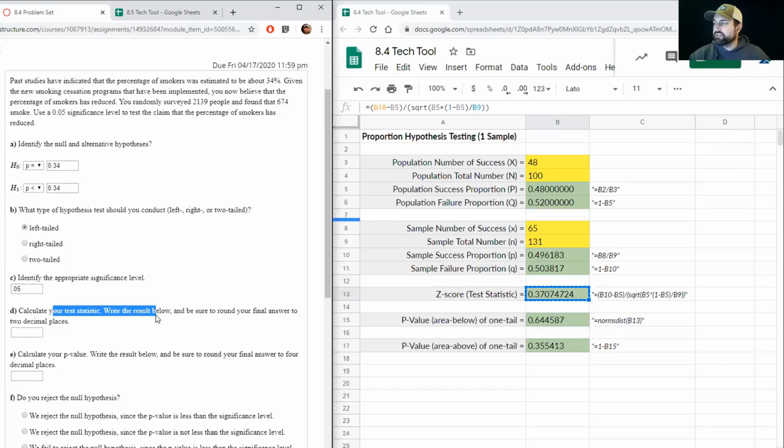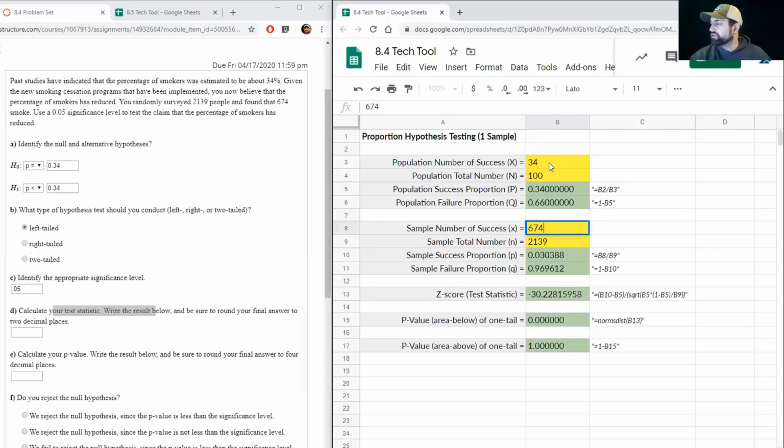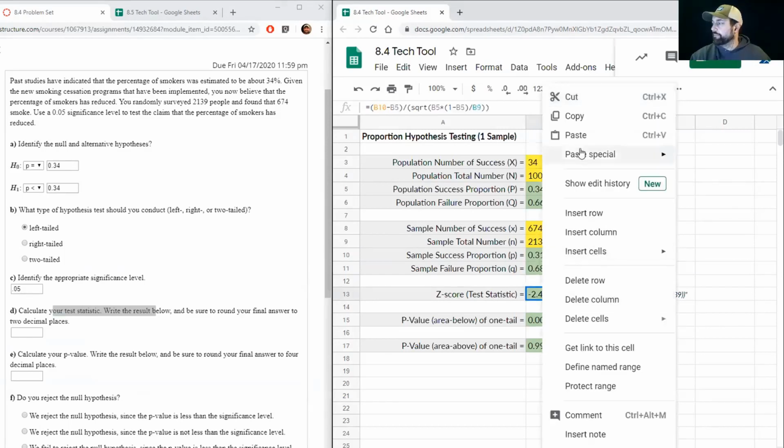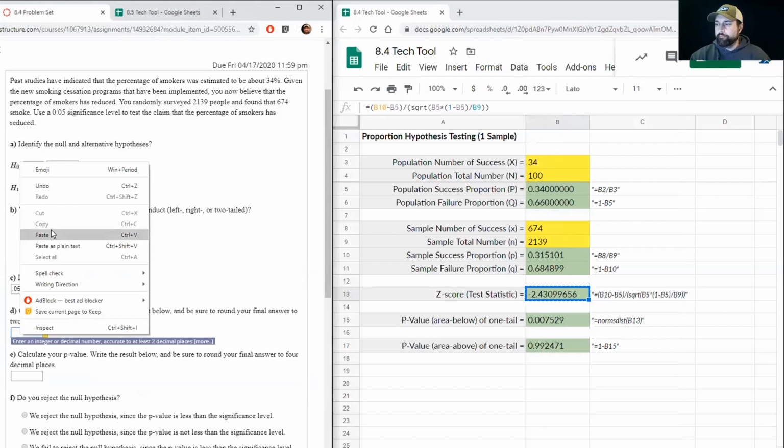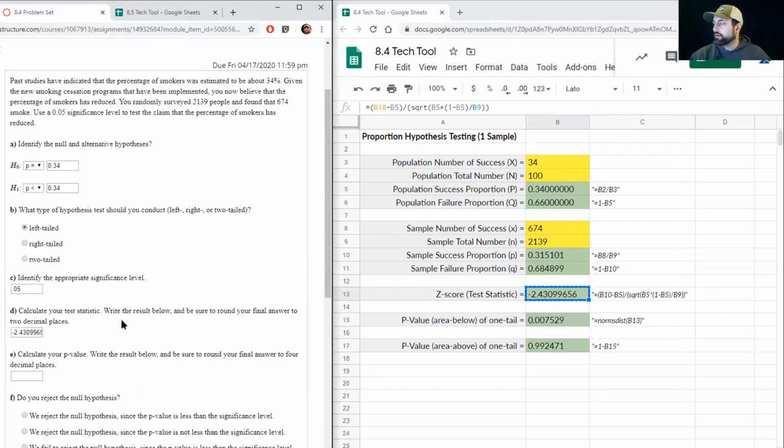Calculate your test statistic. So that's going to be our z-score. So we put in our sheet, what do we got? 34. So that's 34 over 100. And then we randomly surveyed 2,139 people. And out of those, 674 were smokers. And here is our p-value. This is our value for Q. And this is our test statistic. So I'm going to copy this and paste it right here. Okay. So negative 2.4, and so on.